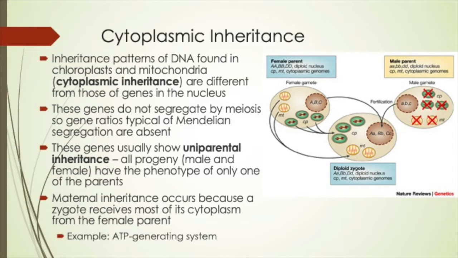Some of the last things, cytoplasmic inheritance. Inheritance patterns of DNA found in the chloroplasts or mitochondria. Basic things like ATP generation. These all come from the female side of the family. This is all done from the female because the egg is much larger than the sperm. The egg carries all of that with it.